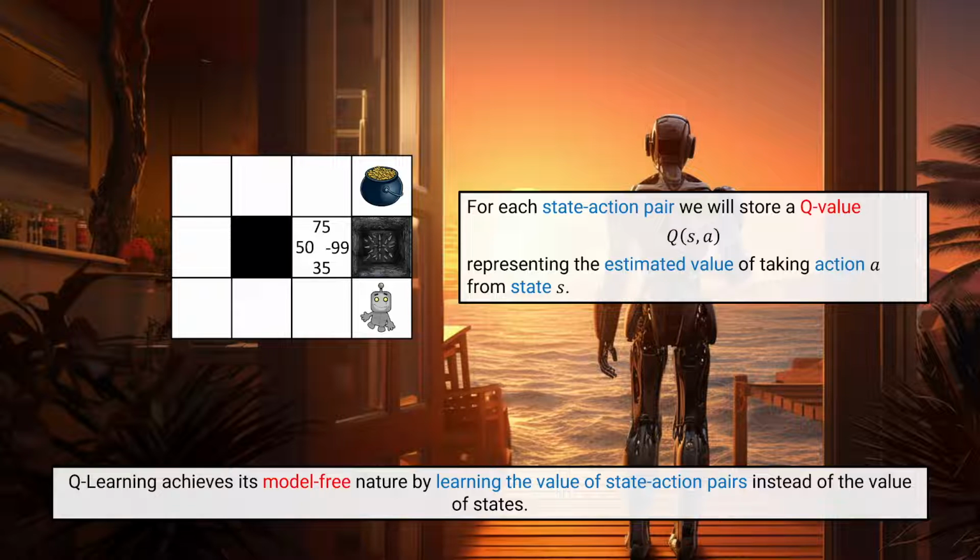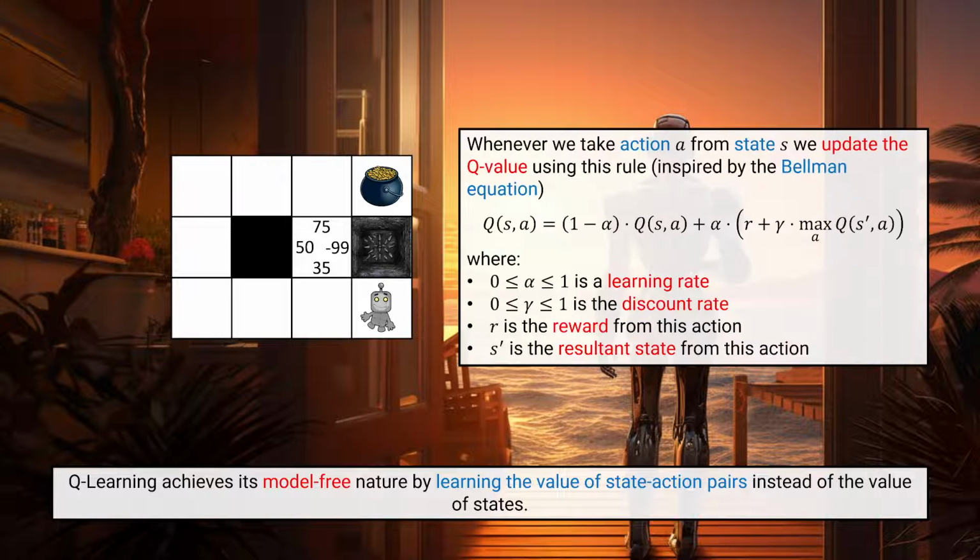And so we might be storing these Q values, which really are just estimations of this state action pair. Okay, so now when we want to update a Q value, so maybe we have taken an action from a state and we now want to update the Q value that estimated the value of that state action pair, we're going to once again apply the Bellman equation like we've done in the last couple of videos.